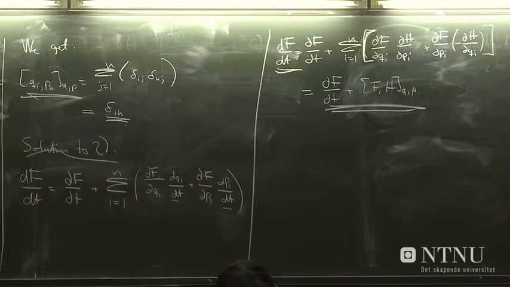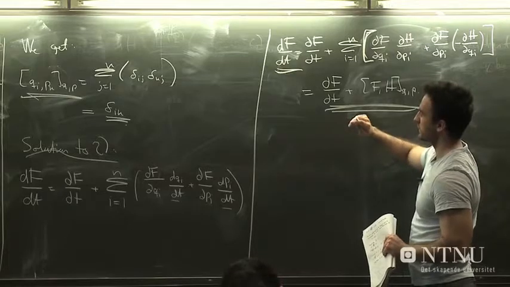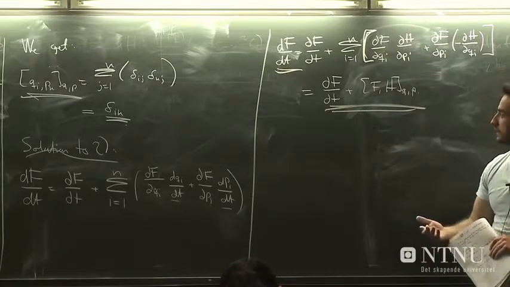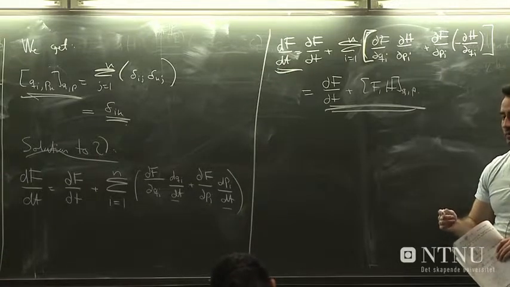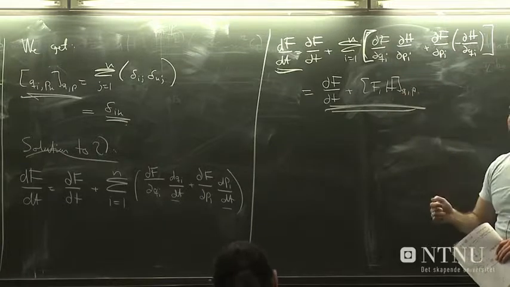Now let's have a look at what this means. Well, it means that if there's no time dependence, if f is a conserved quantity, then this statement is equivalent to the Poisson bracket of f and H being 0.